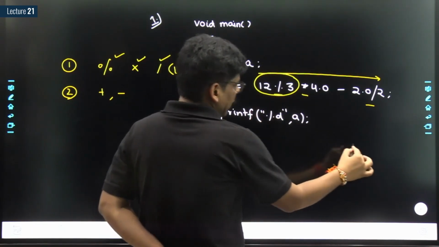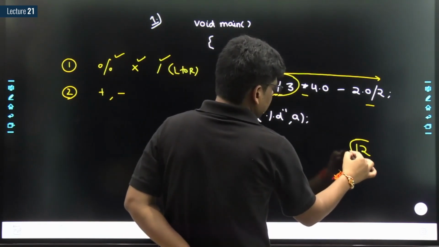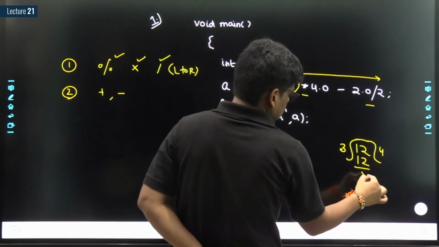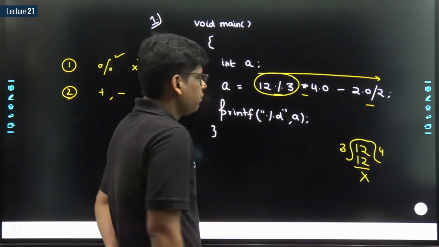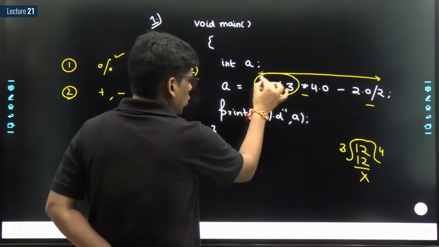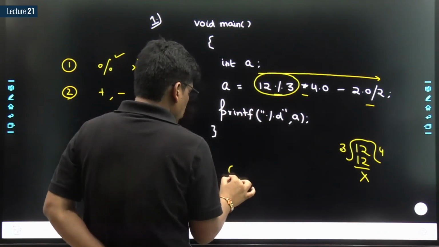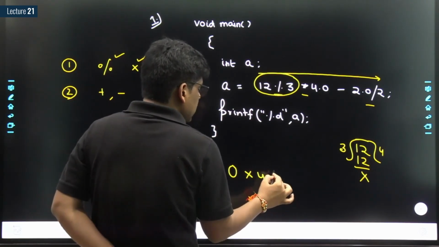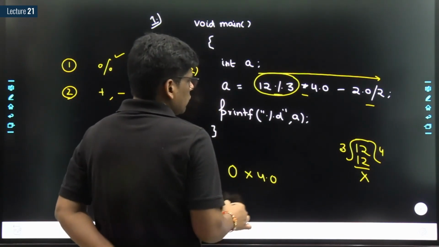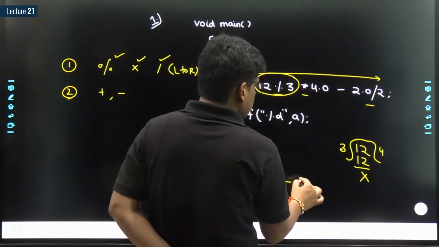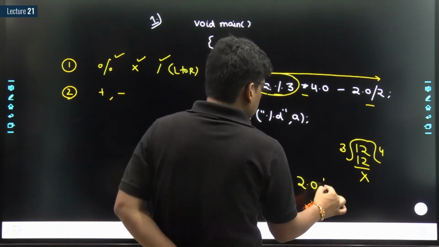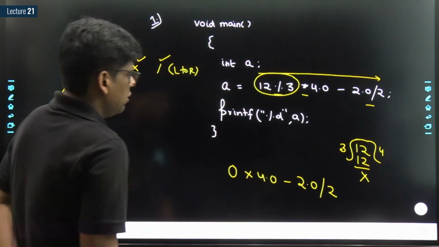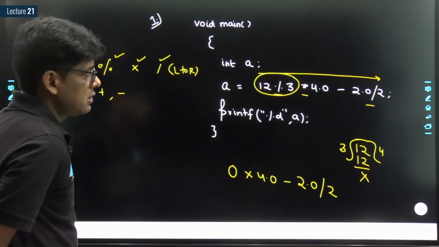So, what is the remainder when 12 is divided by 3? Sir, 3, 4. Okay, that means the remainder is 0. So this whole is replaced by 0. Okay, 0 multiply 4.0 minus 2.0 divide by 2. Okay, what is the answer now?